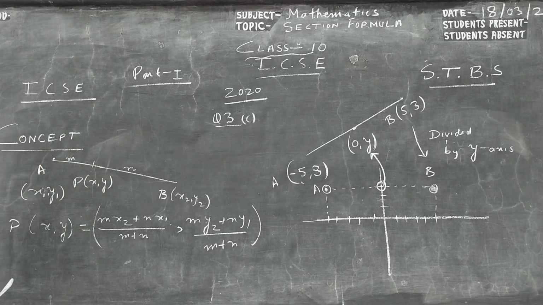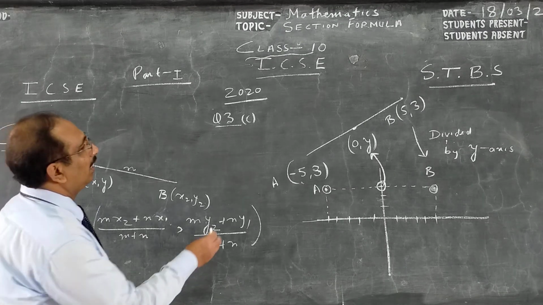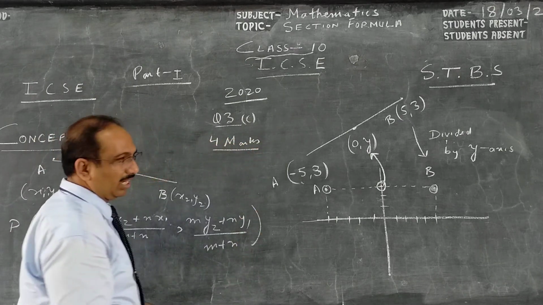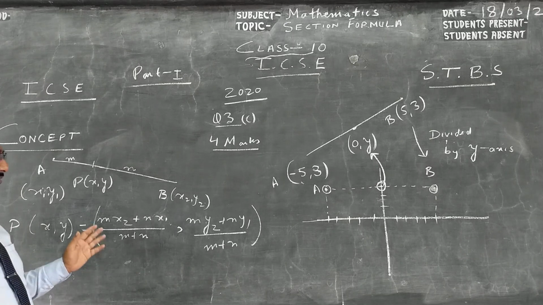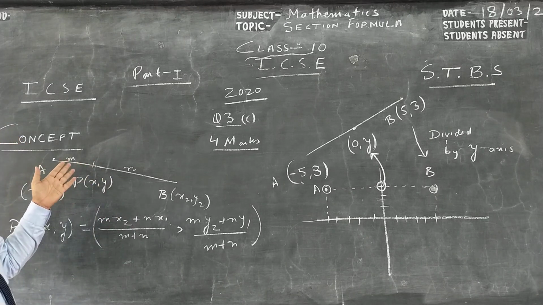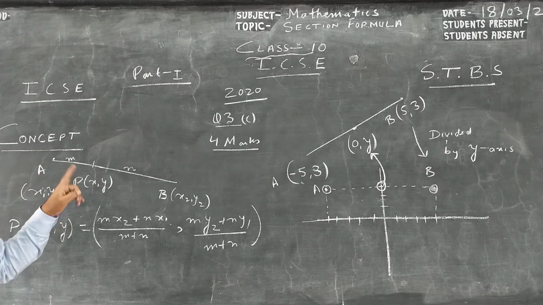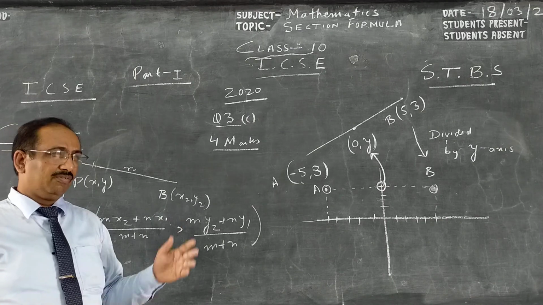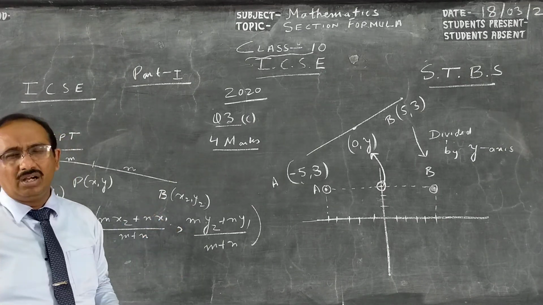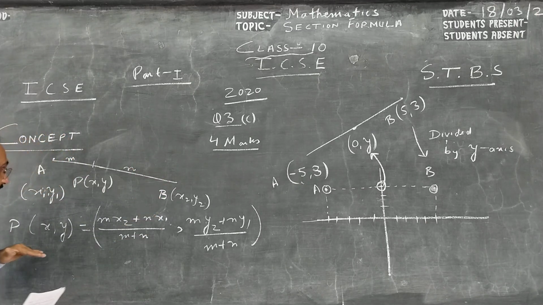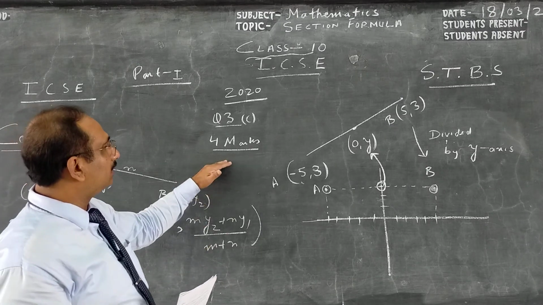So there are many questions. I am starting with 2020. I have the question paper with me, question 3C, and this is a 4 mark question, children. For your exam in 2021, you can expect 1 question from section formula and midpoint formula, and 1 question from equation of line. For equation of line, see my previous video, where I've done 3 questions with the concept. 1 or 2 more videos I'll make when I get the time. So let us start with this section formula question, ICSE 2020.